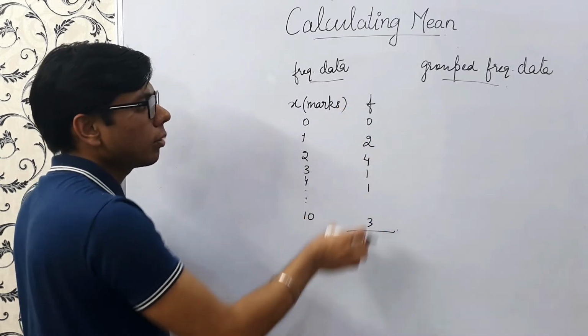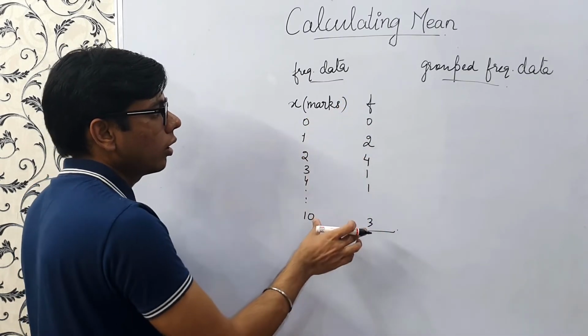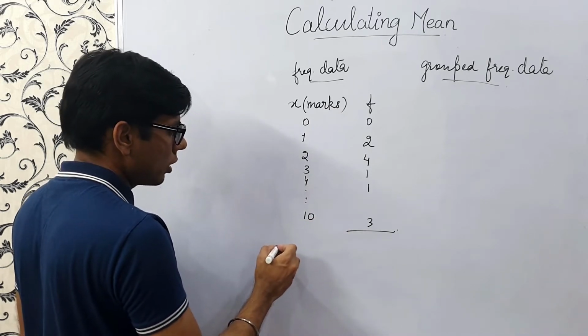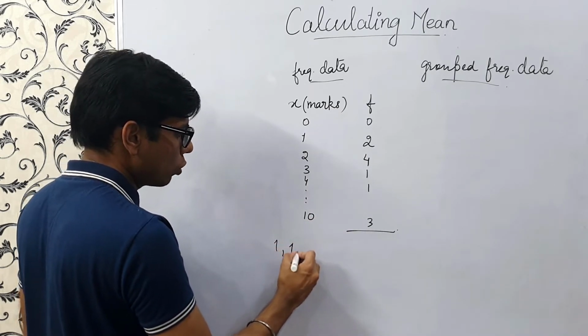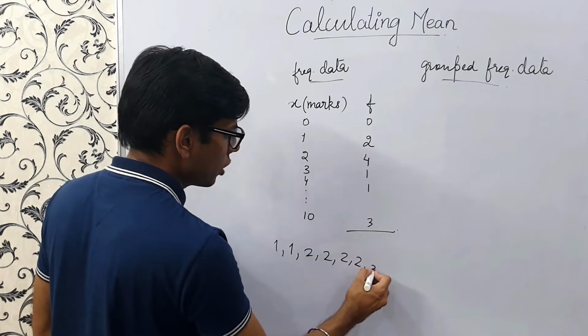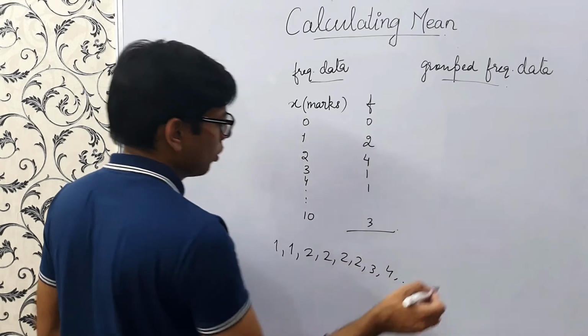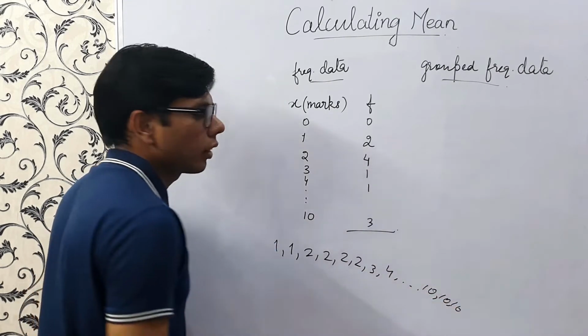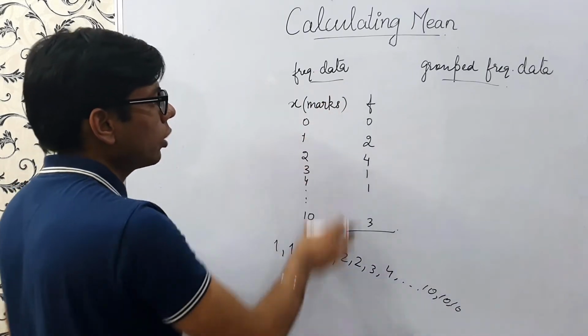So this is nothing but the frequency distribution of the data. Our data would look something like this: 1 is 2 times, 2 is 4 times, 3 is 1 time, 4 is 1 time, and so on, and 10 is 3 times. So this is the frequency distribution.